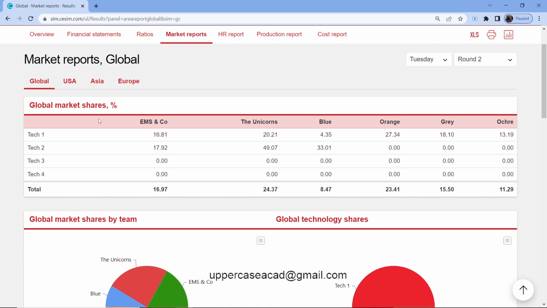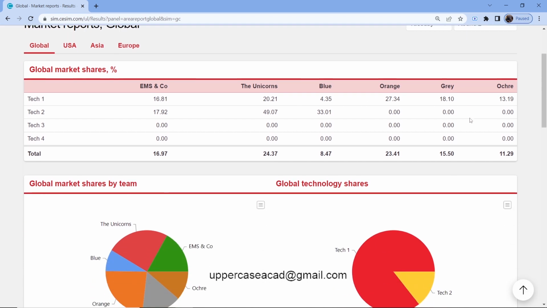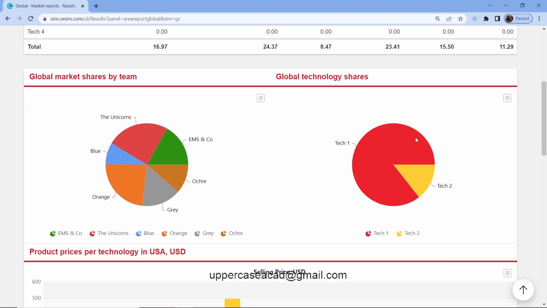Under my market report, for the Taekwon product, I had 20.21 in the global market share. I was the second one. Orange was the first one. And for the global market shares by team, I think the Unicorns, our team, had more.